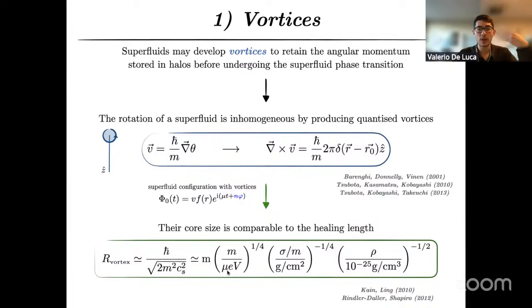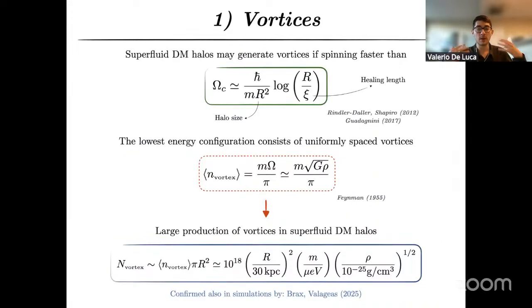Now, in order for such a vortex to be produced, you need dark matter halos which are spinning fast enough, which means spinning faster than a critical value that depends on the halo size R and on the healing length of the system. If this condition is met, then you expect the production of uniformly spaced vortices, a sort of lattice as found in simulations, and the production will be very large. In particular, for kiloparsec-size halos, you may expect about 10 to the 18 vortices, a very big number going around the superfluid core, as was also confirmed a few days ago in simulations by Brax and Valageas.